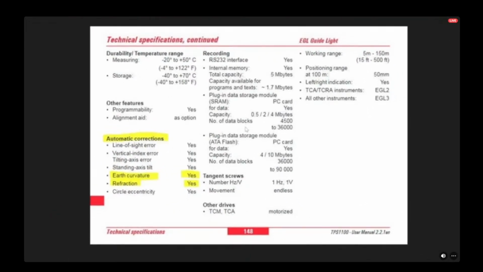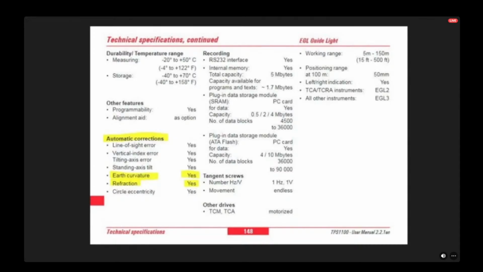And just another part where they automatically incorporate Earth curvature, automatically corrected for line of sight. Just turn on the Earth curve button. Index, oh wait, turn it off. Axis, standing axis tilt, Earth curvature, refraction, and circle eccentricity. Yeah, well, you need all that if you're going to go out and measure the globe with a tool like a theodolite, I guess, right? Man, good to know that I wasn't crazy.